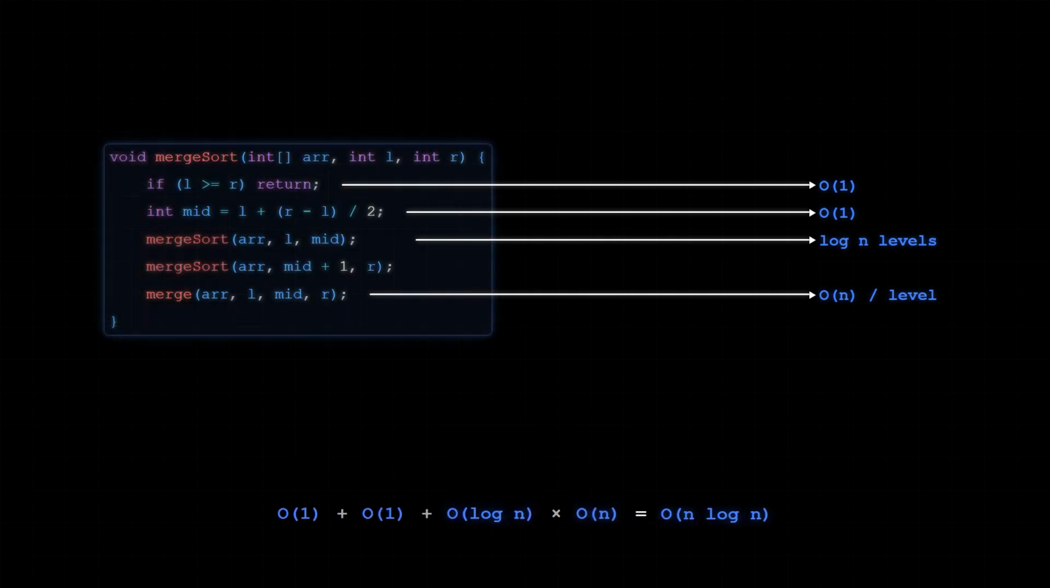Put it together: log n levels. At each level, O(n) merge work, multiply: n log n. Final complexity: O(n log n).